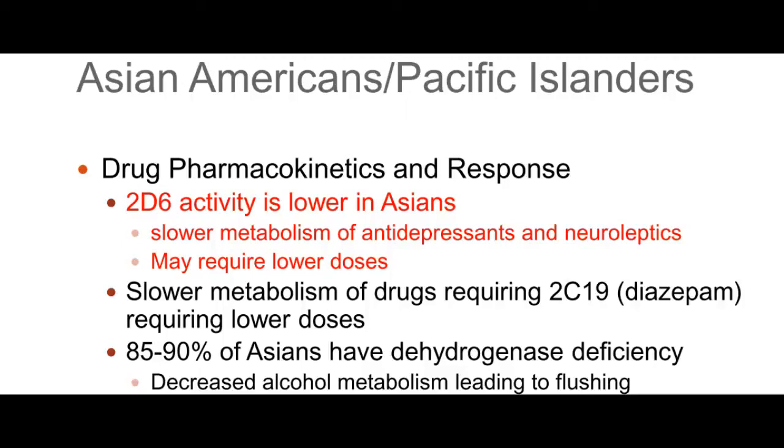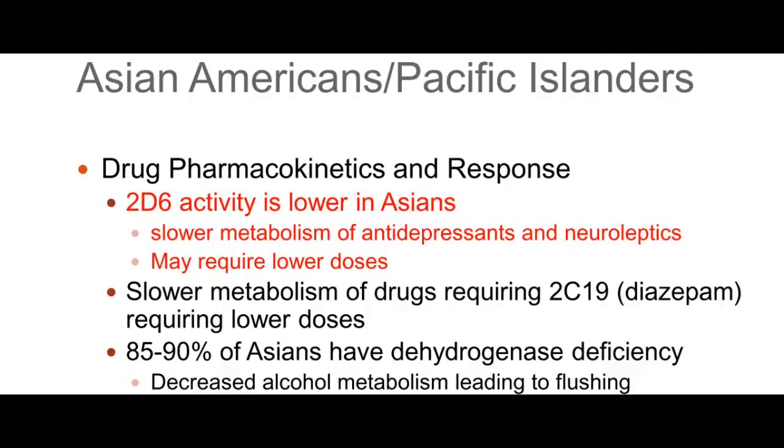So anyway, drug pharmacokinetics and response. This is cytochrome P450 isoenzyme 2D6. This activity is lower in Asians. Slower metabolism of antidepressants and antiepileptics may require lower doses. But with that being said, would this be true for all Asians? No, because all Asians are not Pacific Islanders or Asian Americans, right? That says Asian Americans and Pacific Islanders. So this may be the case, but it is not across the board for all Asians.